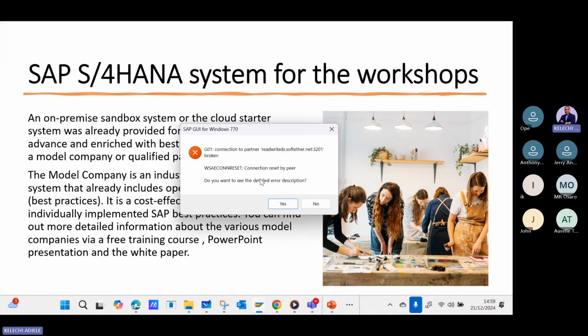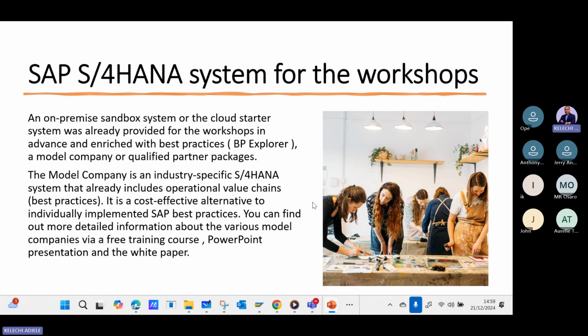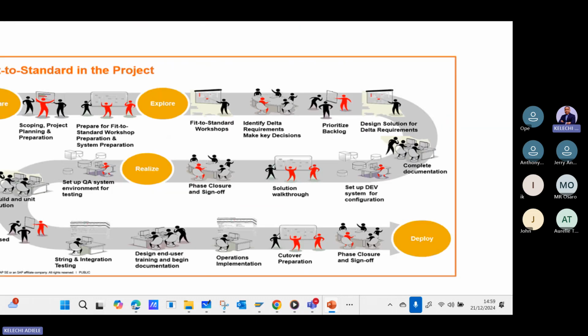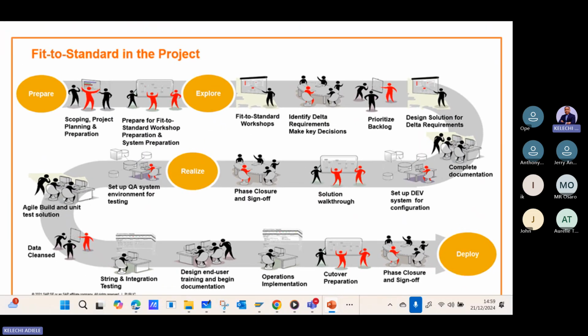That means that as a BA, you should also know the system. So let's look at the fit to standard in a project using the explore phase. Now you see the prepare phase, where we do scoping, project planning, preparation, and fit to standard workshops. We plan for that. We have done all this.